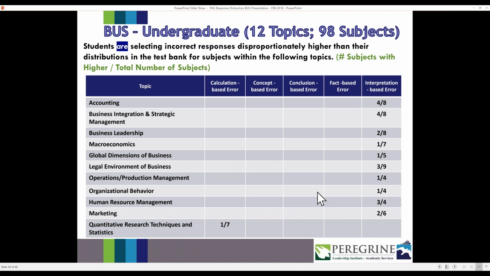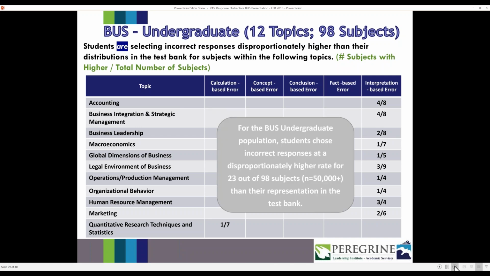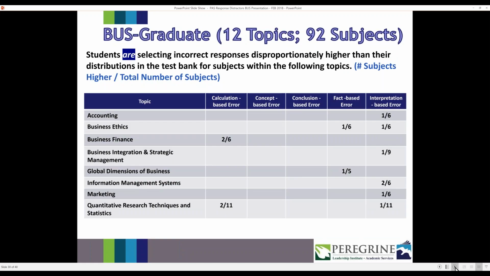So this is another one that shows the interpretation-based error results, for example, for this particular sample. So you can read this. Then the representation in the test bank. So your students, for example, made a disproportionately higher than the test bank occurrence percent of questions answered incorrectly due to interpretation-based error, right?